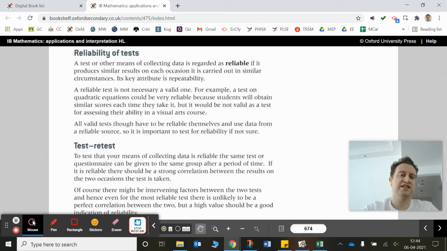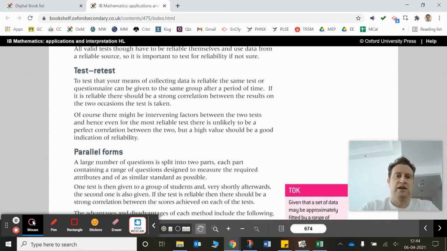Okay, test, retest. To test that your means of collecting data is reliable, the same test or questionnaire can be given to the same group after a period of time. If that's the case, then it's reliable. I think we said that.